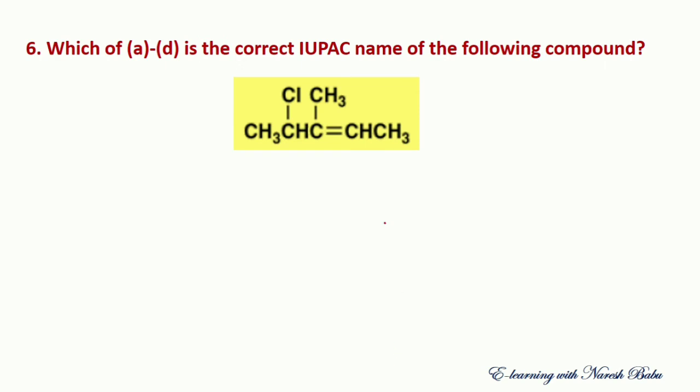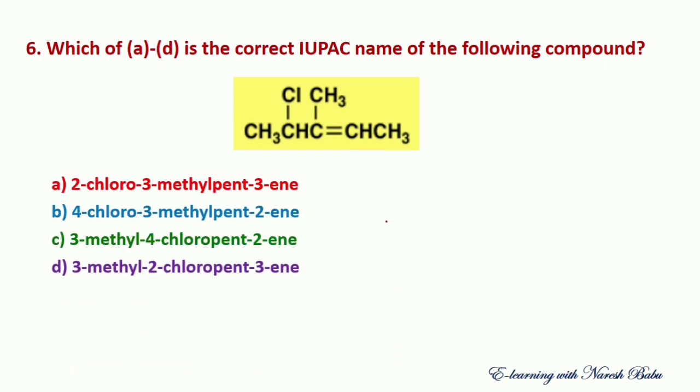Next, which of A to D is the correct IUPAC name of the following compound? The given options include 2-chloro-3-methylpent-3-ene. You can observe that 5 carbons are present. If you give numbers from here, 1, 2, 3, it will come to the double bond. If you number from this side, 1, 2, it will come to the second position. So you can give the preference from this side, 1, 2, 3, 4, 5.